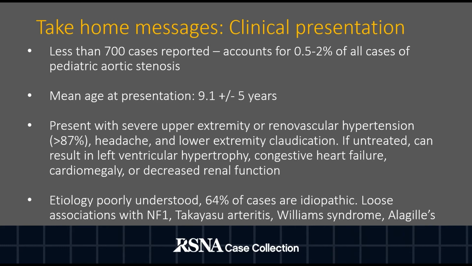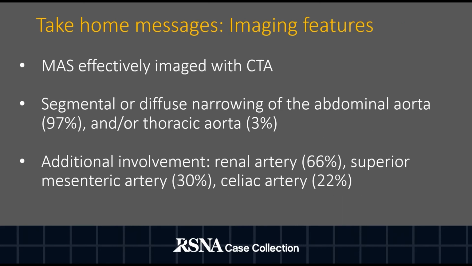The etiology of MAS remains poorly understood, with 64% of cases being idiopathic. In small case series, associations with NF1, Takayasu's arteritis, Williams syndrome, and Alagille syndrome have also been described. Although angiography was previously the gold standard of diagnosis, this has been widely replaced by CTA or MRA if needed. On imaging of MAS, segmental or diffuse narrowing of the abdominal aorta is seen in 97% of cases, with thoracic involvement in the other 3%. The renal arteries, SMA, and celiac arteries can also be involved.